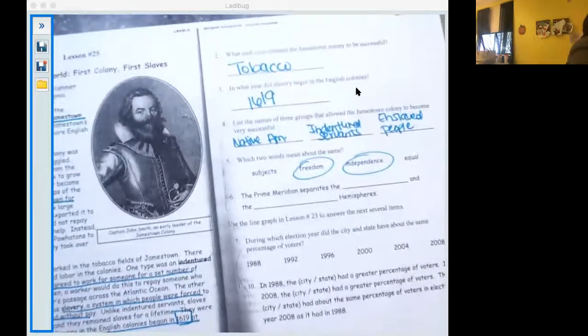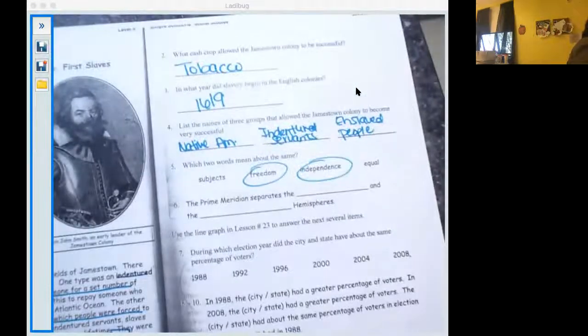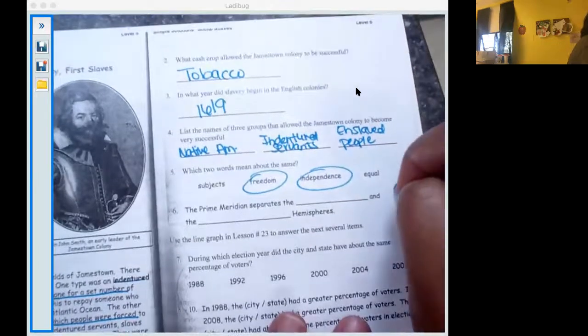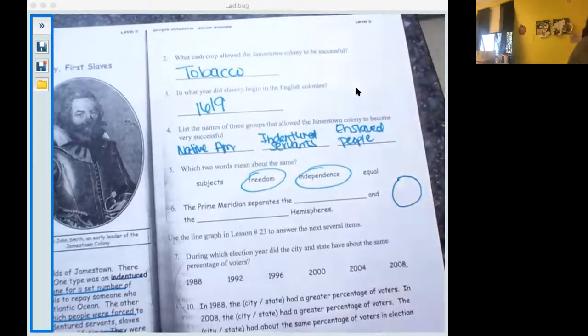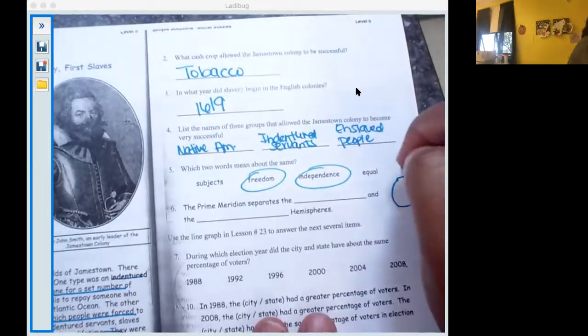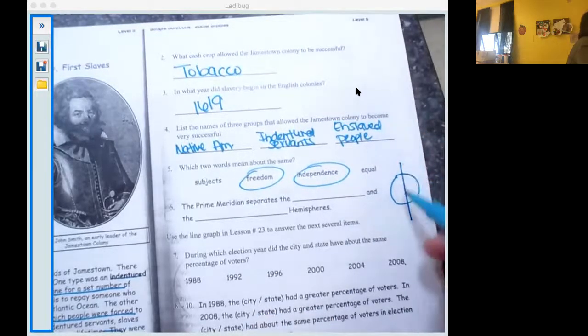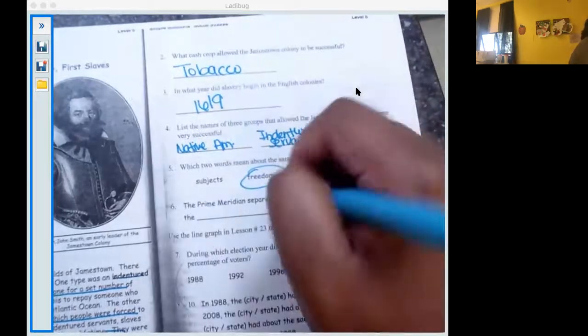Ooh, we have a geography flashback here, number 6. The prime meridian separates the blank and the blank hemispheres. So when we think about our Earth, as you can tell, Miss Ashby is certainly an art teacher. The prime meridian runs north to south. Okay, so it's that longitudinal line at 0 degrees. So that tells me that it separates our Earth into the eastern and the western hemispheres.